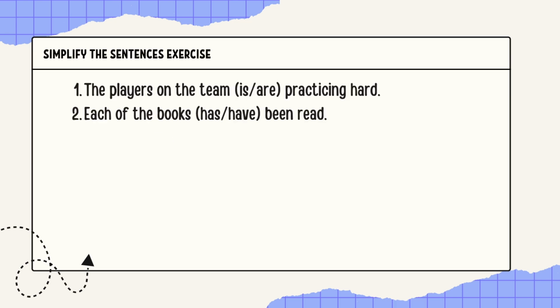So here is an exercise that I would like you to go through. Please pause this video to go through this exercise. Cross out the prepositional phrases or relative clauses if needed to simplify the sentences and find the correct subject-verb pair.